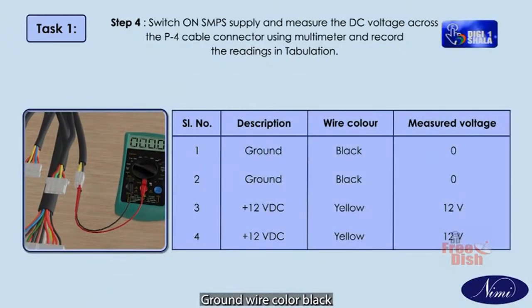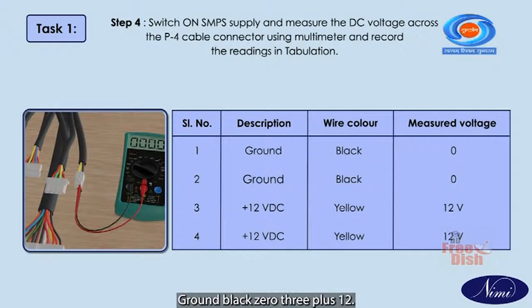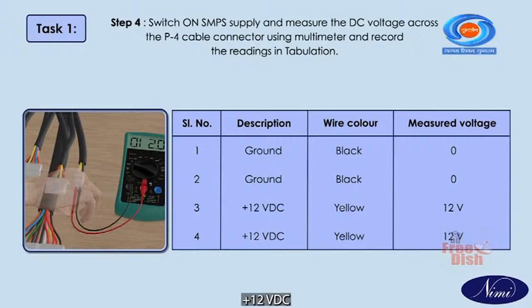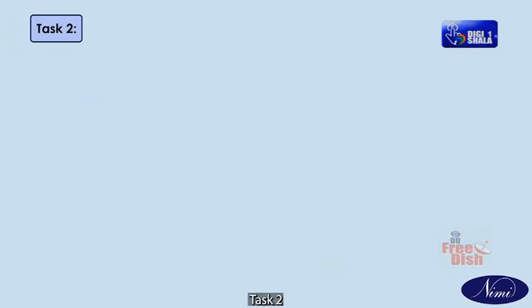Serial number 1. Description: ground. Wire color: black. Measured voltage: 0. 2. Ground: black. 0. 3. Plus 12 VDC. Yellow: 12 volt. 4. Plus 12 VDC. Yellow: 12 volt.